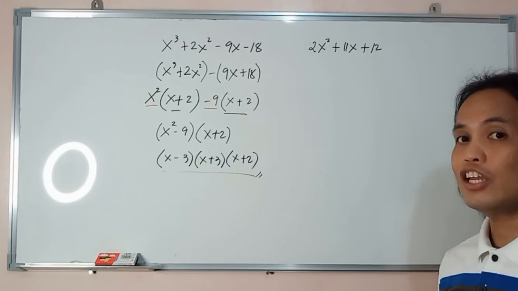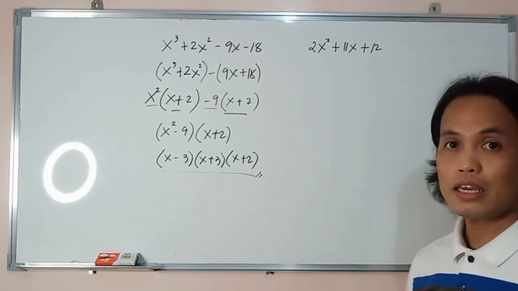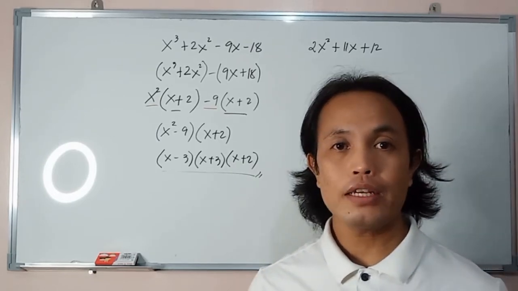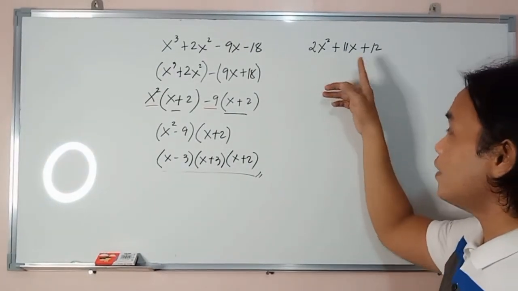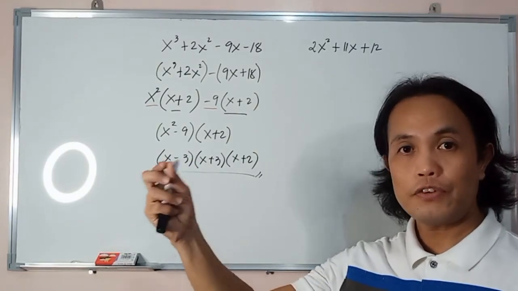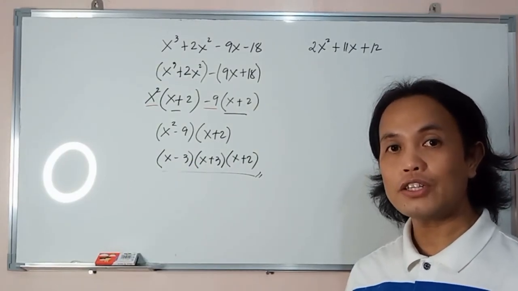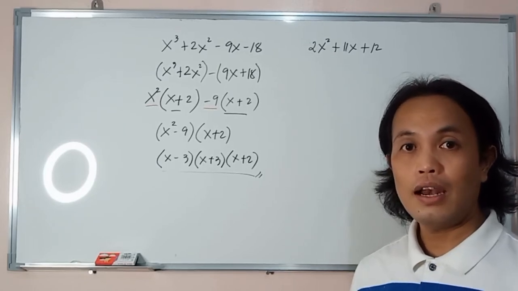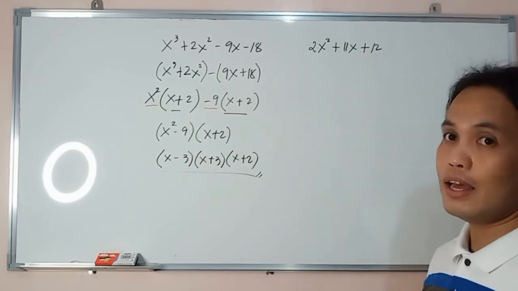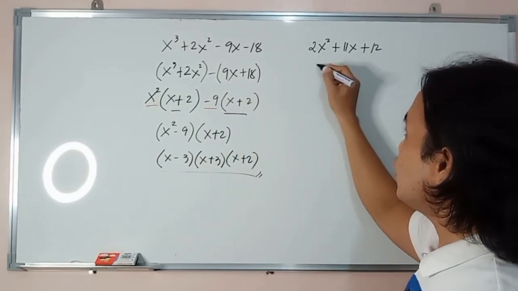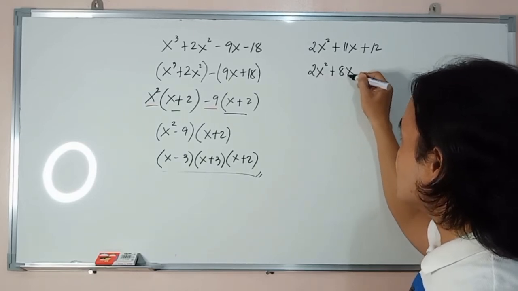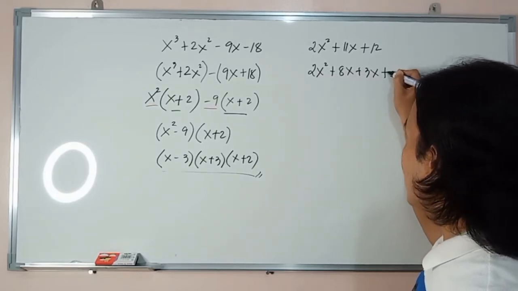Now we are given a trinomial, which is a quadratic expression. Now what we are going to do is just to break the middle term, which is 11x, in such a way that we could have a common factor using the first term and another common factor using the last term. In this case, we have 12. So if we are going to break 11x, we can rewrite this polynomial by using 2x squared plus 8x plus 3x plus 12.